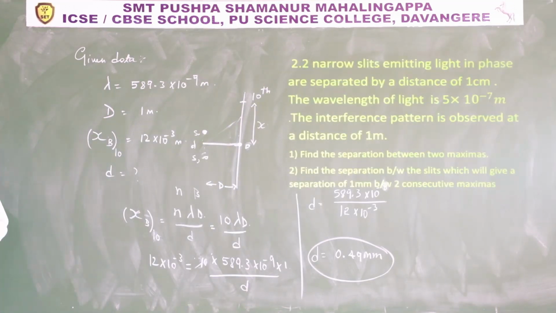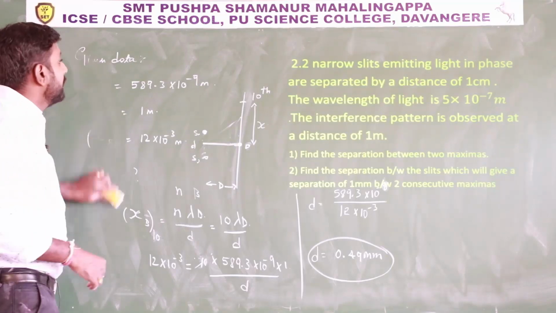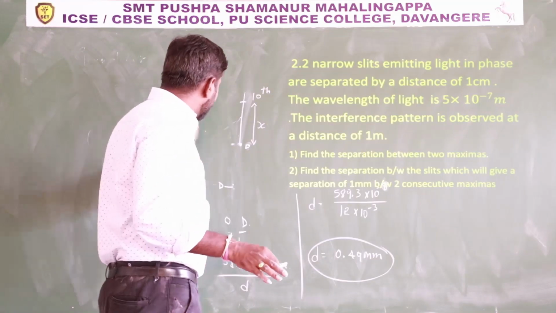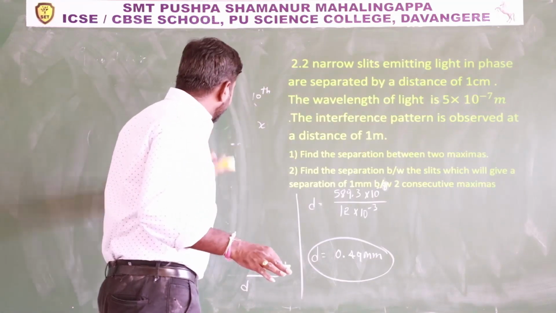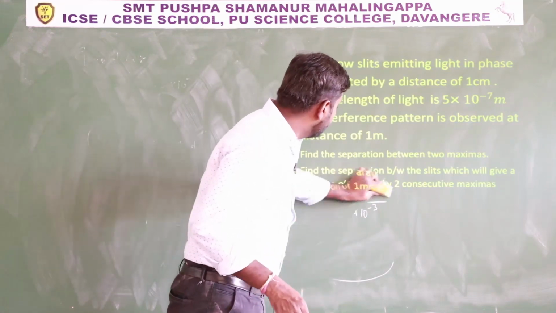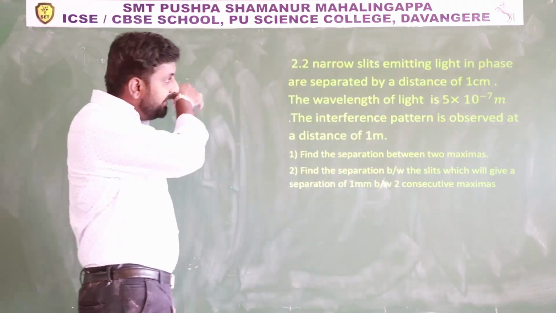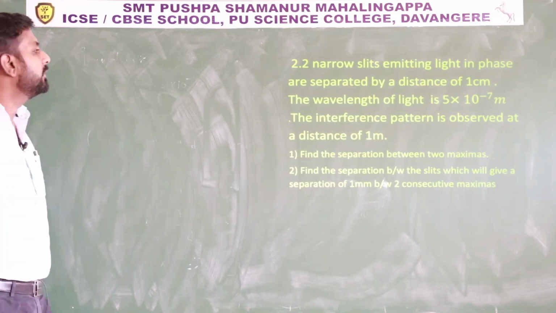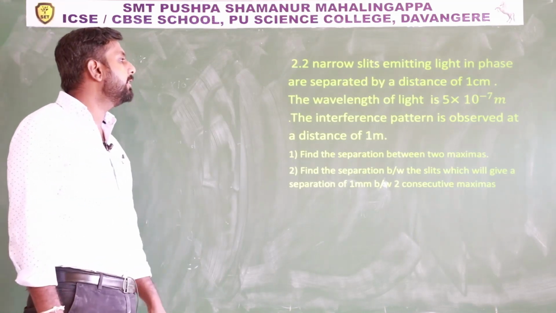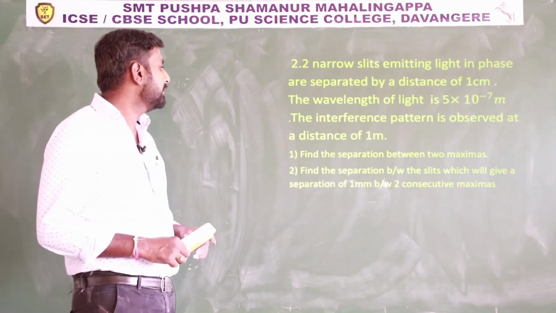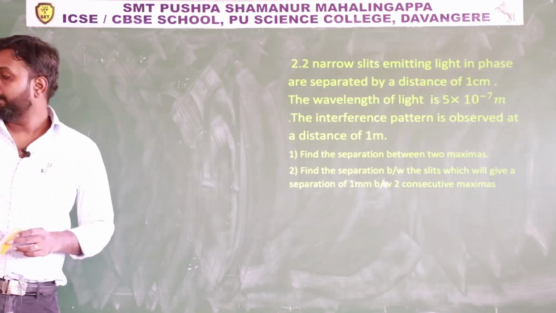And next problem. In the next problem, these are important for PU exams. Two narrow slits emitting light in phase are separated by a distance of 1 centimeter. The wavelength of light is 5 into 10 to the power minus 7 meter. The interference pattern is observed at a distance of 1 meter.